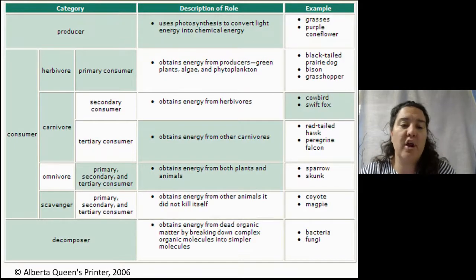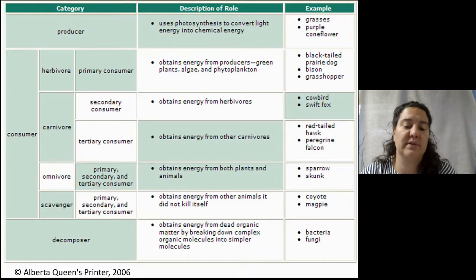Now, the role of the herbivore or primary consumer would be to obtain energy from producers, green plants, and algae. And some examples would be mice, bison, cows, and prairie dogs. Carnivores obtain their energy from herbivores, like the cowbird or the swift fox. Tertiary consumers obtain energy from other carnivores.